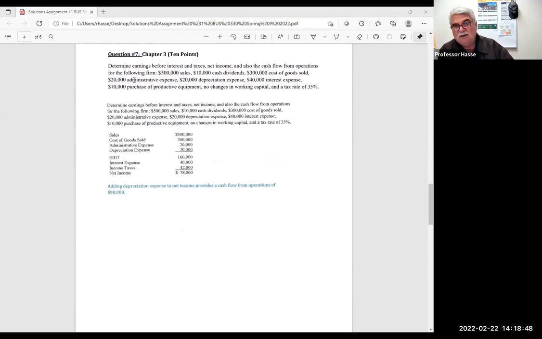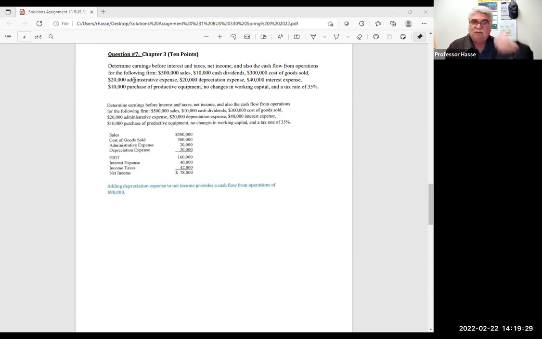Here's one that drove a lot of people nuts. It's determined 3 numbers. Determine the earnings before interest and taxes, determine the net income, and determine the cash flow from operations. And you're given a whole series of financial terms, and you are asked to put them in a financial statement format to come up with this information. I'm assessing your ability to understand key points of the income statement, the balance sheet, and the statement of cash flows. So as you can see, there's a couple of $500,000 sales. That's on the income statement.